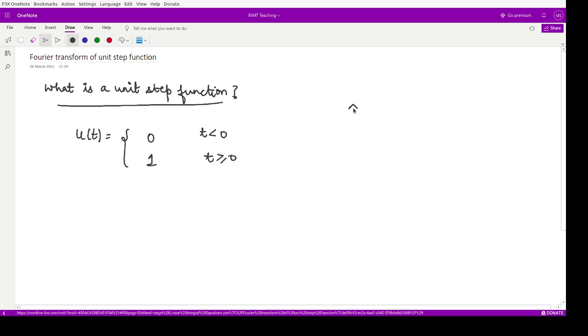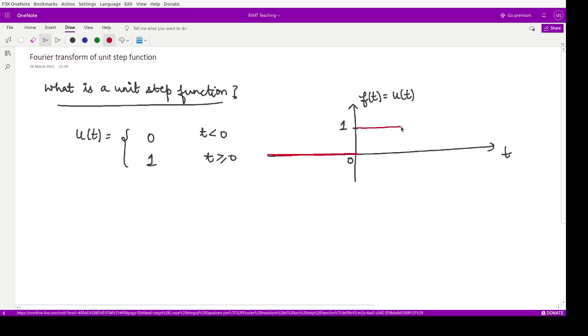So its graph is something like this. This is the t-axis and this is the value of the function, the unit step function u of t. The magnitude here is equal to 1. Whenever t is less than 0, its value is 0, so we have the function as 0 in this interval. And whenever t is greater than or equal to 0, its value is equal to 1. So the function looks like this in this particular interval. This is the unit step function.